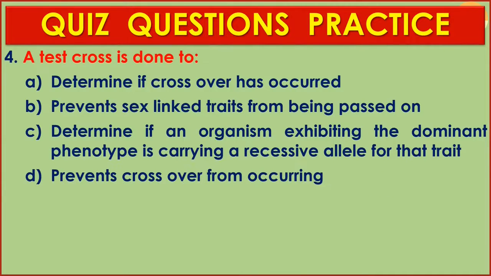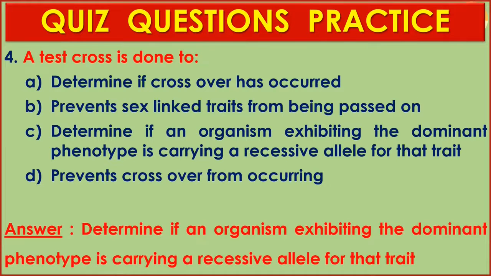Next one: a test cross is done to... The options are: determine if crossover has occurred; prevent sex-linked traits from being passed on; determine if an organism exhibiting the dominant phenotype is carrying a recessive allele for that trait; or prevent crossover from occurring. The correct answer is option C: determine if an organism exhibiting the dominant phenotype is carrying a recessive allele for that trait. It means that a test cross is used to determine the phenotype and genotype of the offspring, and also to know whether the offspring is phenotypically and genotypically dominant or recessive.